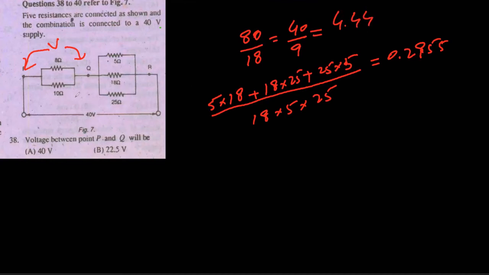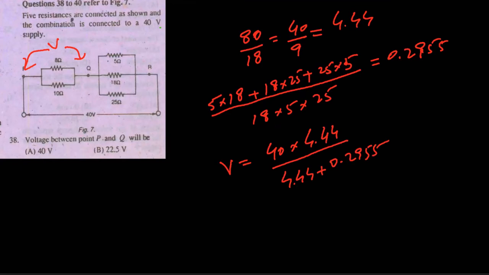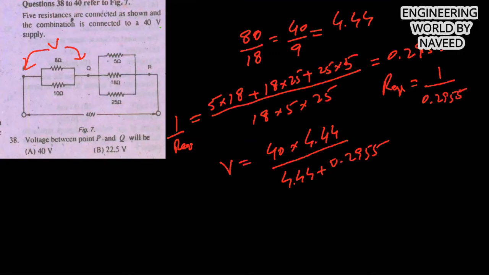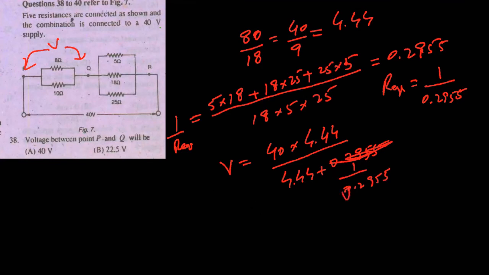So now apply the voltage divider rule. Your voltage across that resistor will be equal to 40 times 4.44 divided by the sum of all the resistors. Oh sorry, actually here this will be 1 divided by R equivalent. So your R equivalent for the parallel combination will be equal to 1 divided by 0.2955. From this you will get 22.699 volt. So 22.5 is nearest to this. So option B will be the correct answer.